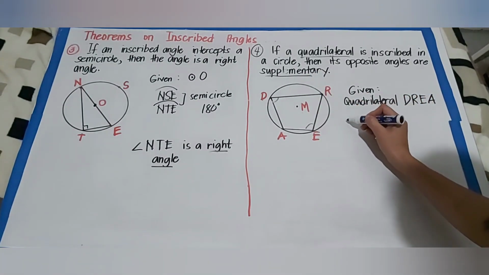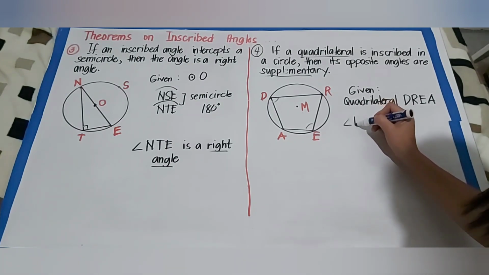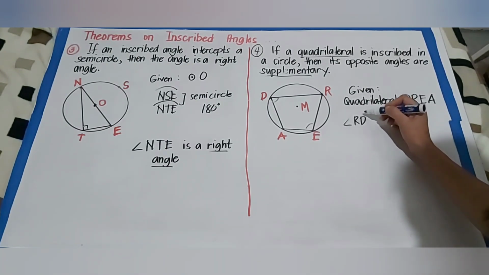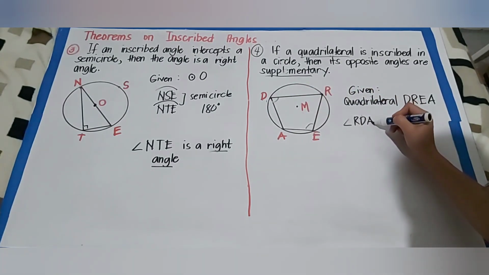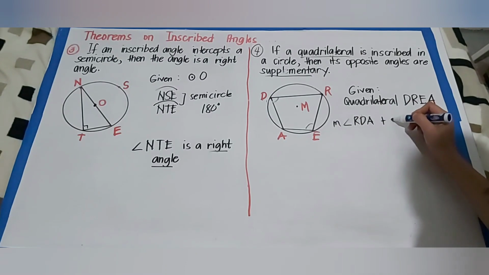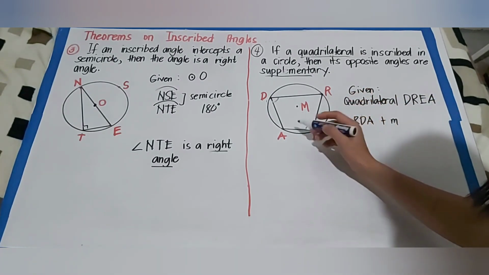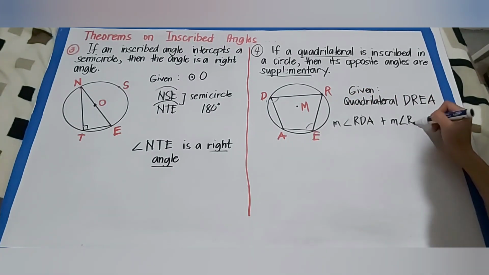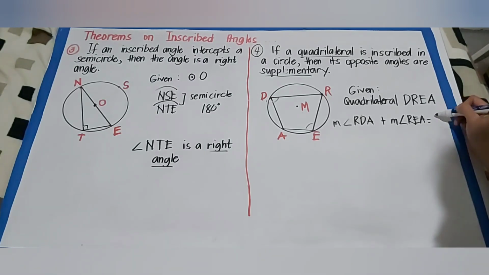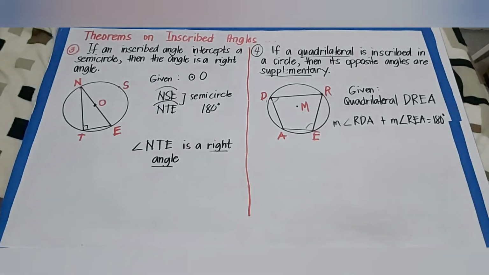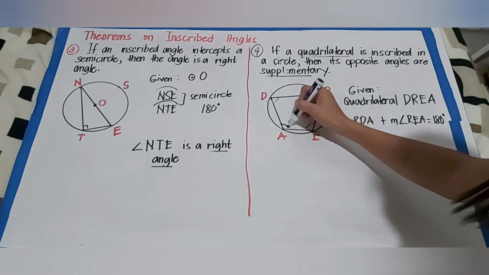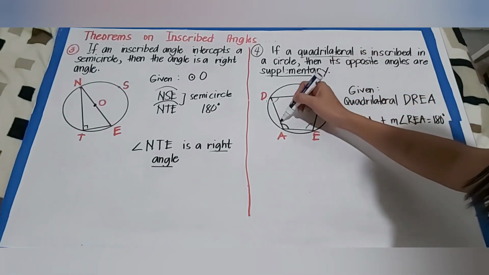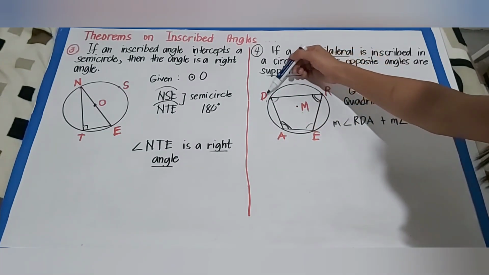So, ibig sabihin yan, yung measurement ng angle RDA plus the measure of angle REA is equals to 180 degrees. Yun kasi ang supplementary, total ng 180. And another one, another opposite angles are this one. Ito at ito. So, para may tatandaan.